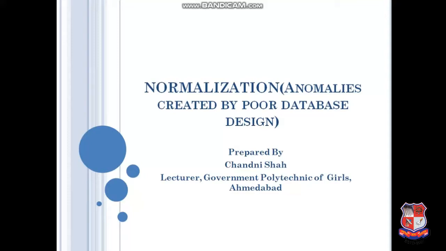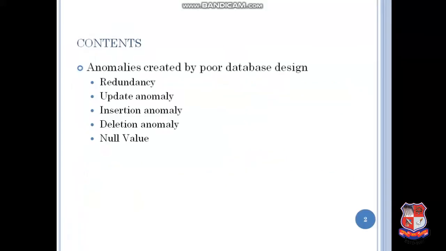Now the next question arises, what are exactly the good quality databases? Well, we can know that once we know what are the bad quality databases. So today we are going to see the anomalies that are created by poor database design, and that also justifies the need that why exactly normalization is needed. So let's begin. These are the major anomalies that we would be addressing today.